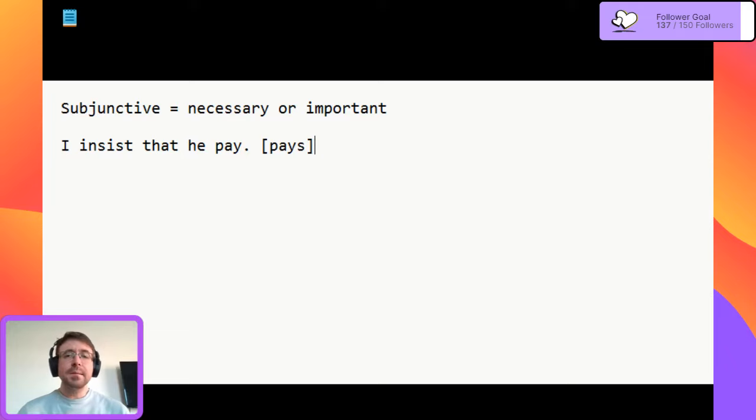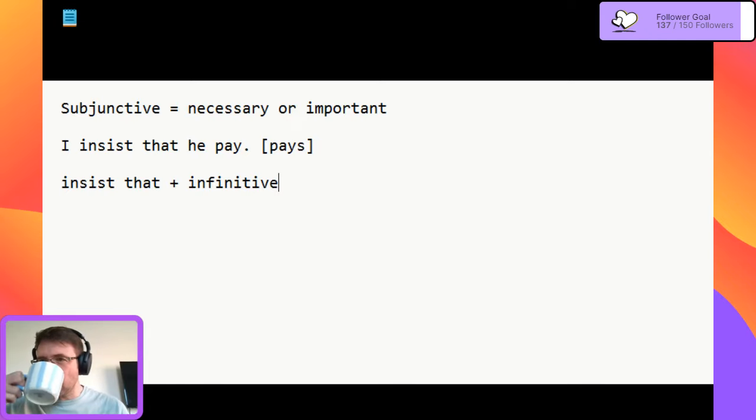And why not? Because this follows insist that. And after the phrase insist that, we use the subjunctive. And the subjunctive is just the infinitive of the verb. Let's take some more water. So we use the infinitive after these constructions.